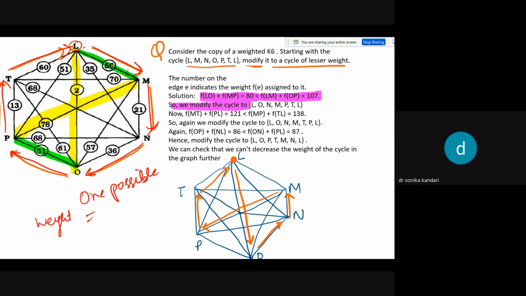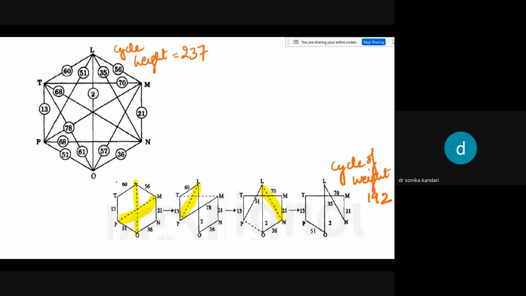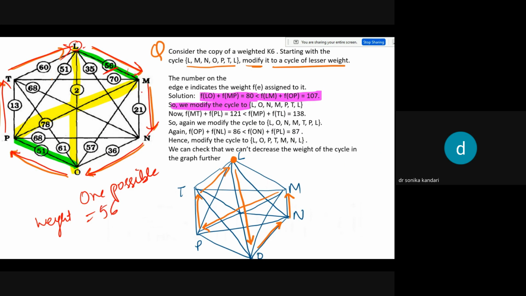So from L to M, what is the weight? Class, from L to M, what is the weight? 56. Fine. From M to N, what is the weight? 21. From N to O, what is the weight? 36. From O to P, what is the weight? 51. From P to T, what is the weight? 13. From T to L, what is the weight? 60. Suppose this comes out to be some value.